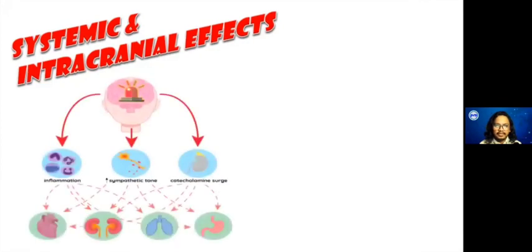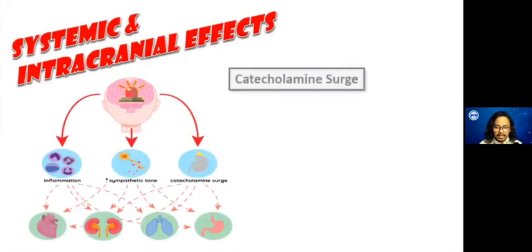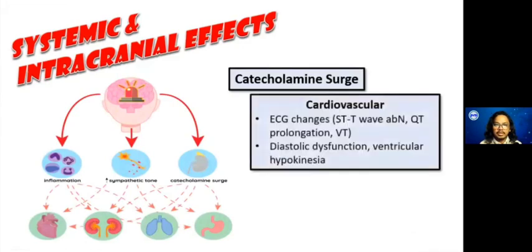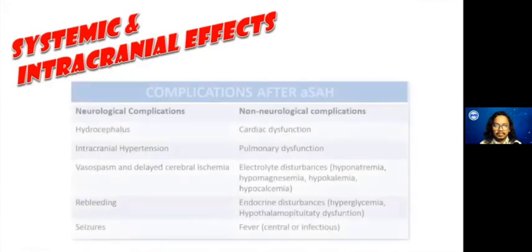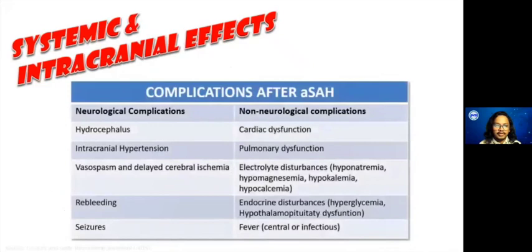Systemic complications also develop due to inflammation, sympathetic nervous system activation, and catecholamine surges. Cardiovascular dysfunction with ECG manifestations are common, with subendocardial necrosis believed to be an underlying mechanism. Pulmonary effects can lead to deficiencies in oxygenation and ventilation. This table shows a summary of complications resulting from aneurysmal SAH, which may greatly influence anesthetic management.